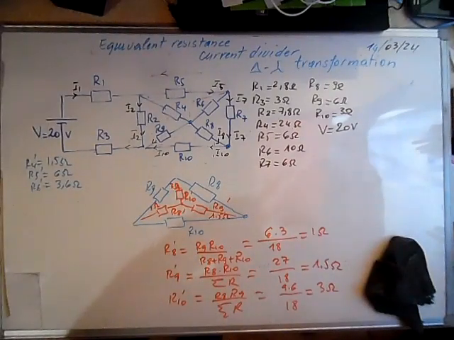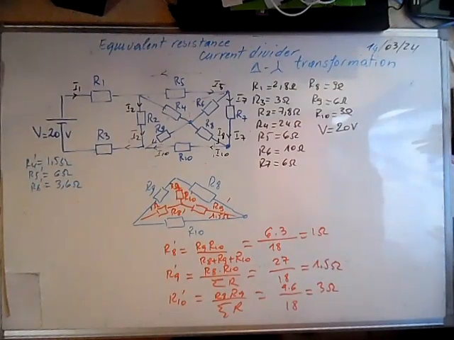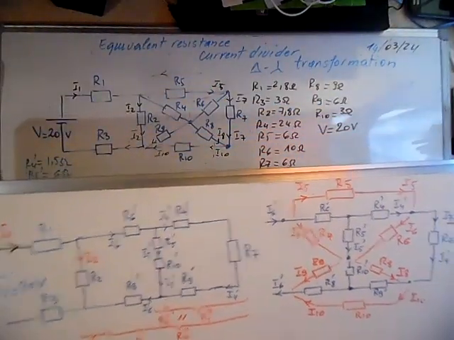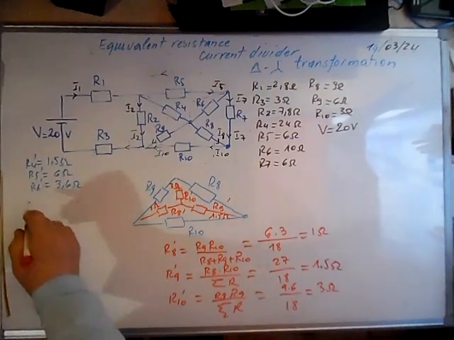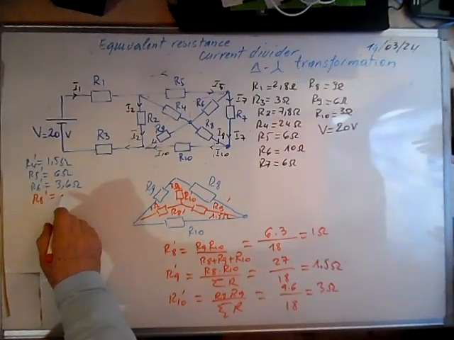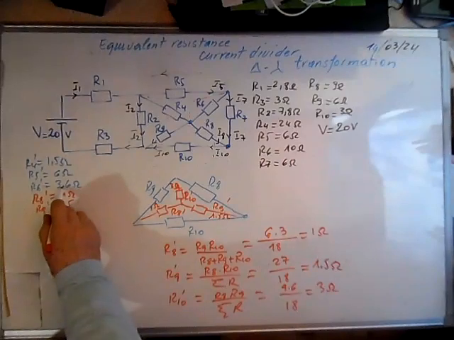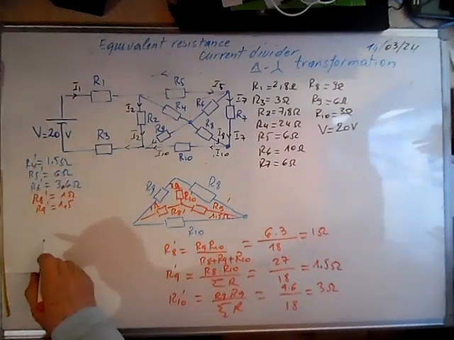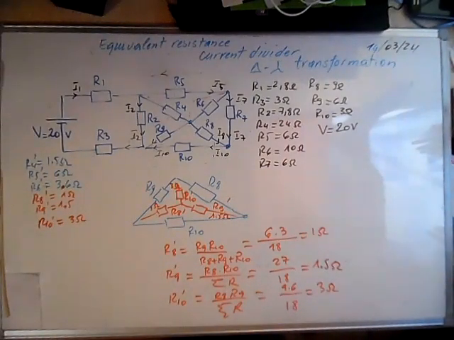Okay, we'll go back now to our original circuit. So we have to write R8 prime is equal to 1 ohm, R9 prime is equal to 1.5 ohms, R10 prime is equal to 3 ohms. Okay, let's go to this circuit.